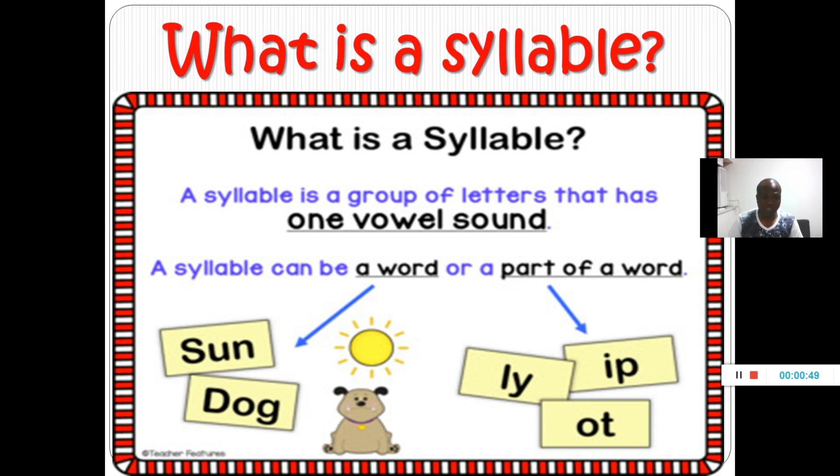So I want to read one more time. A syllable is a group of letters that has one vowel sound. A syllable can be a word or a part of a word. You can look at some examples beneath.